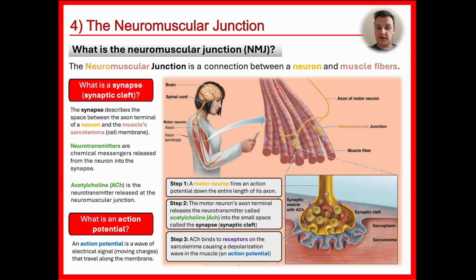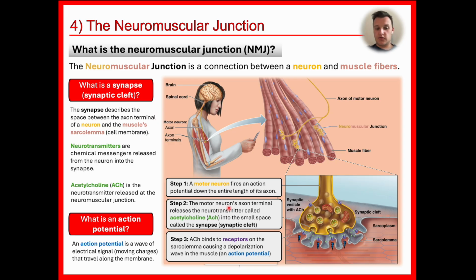So the first step is that a motor neuron from probably up in the brain, spinal cord, fires an action potential down the entire length of the axon. So all this electrical wave comes down. That starts in the brain because these are voluntary muscles. You decide to move your arm, so it starts up here.